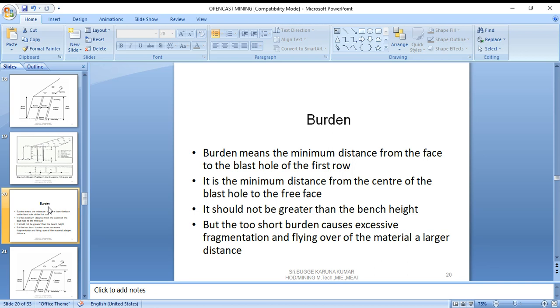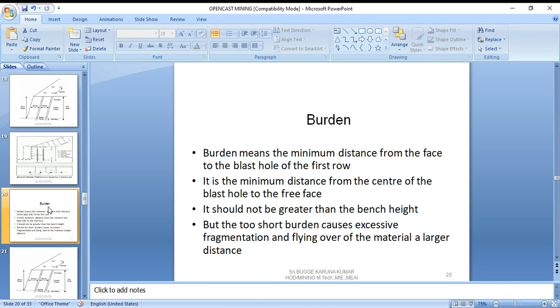So optimum burden is very important. Once again, I read this slide. Burden means the minimum distance from the face to the blast hole of the first row. It is the minimum distance from the center of the blast holes to the free face. It should be greater than the bench height. But too short a burden causes excessive fragmentation and flies the material a large distance. So burden is also one of the important factors.